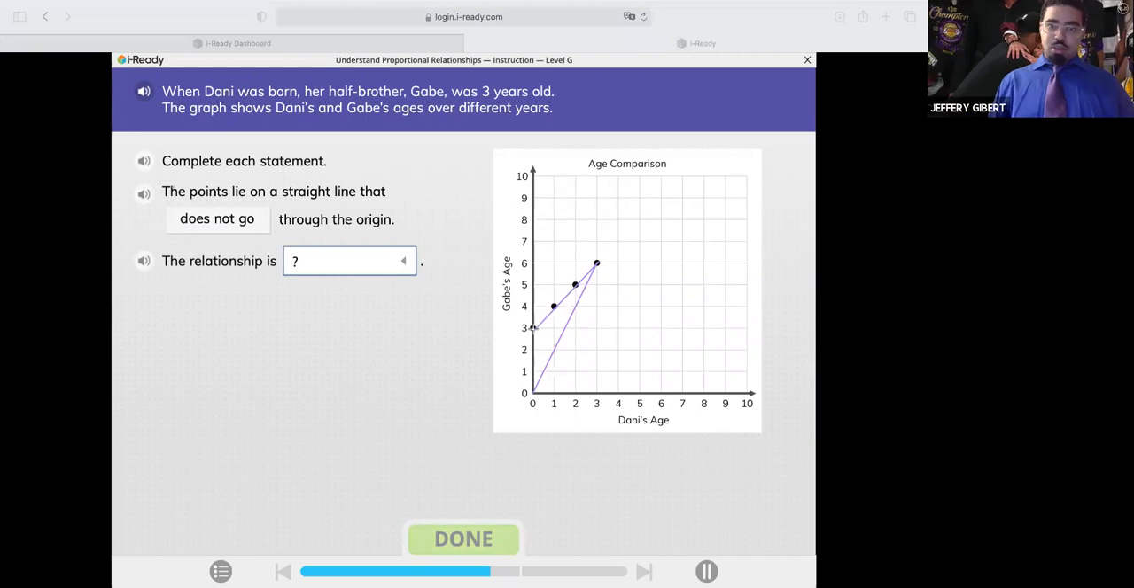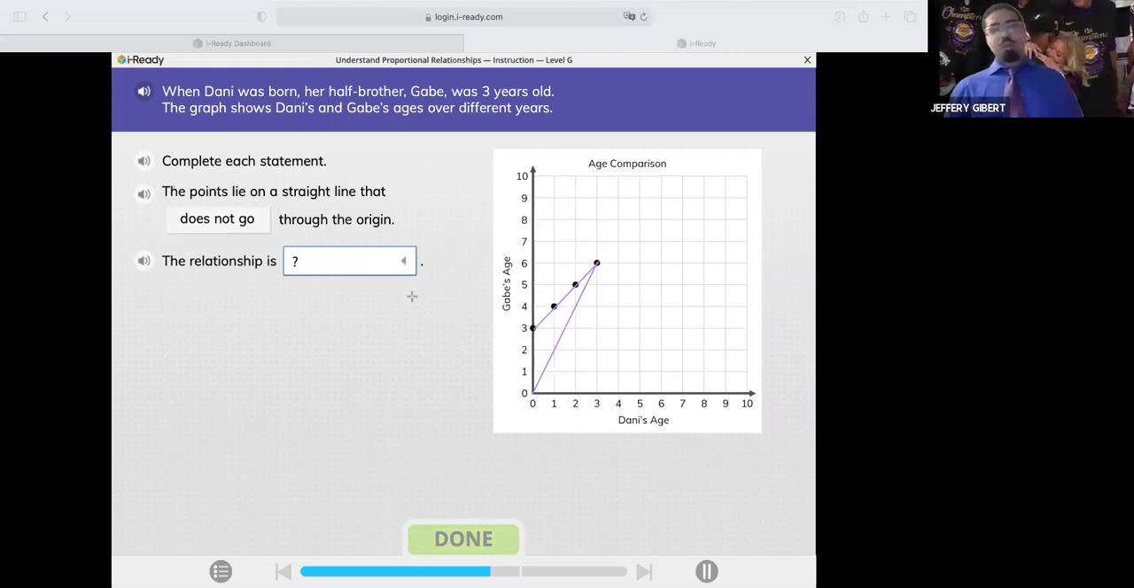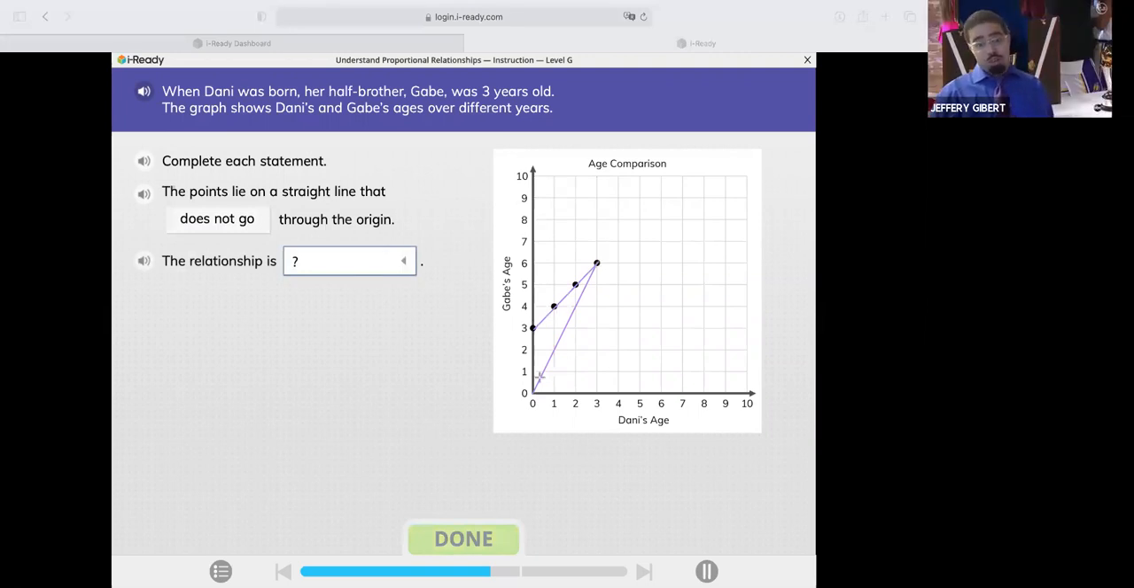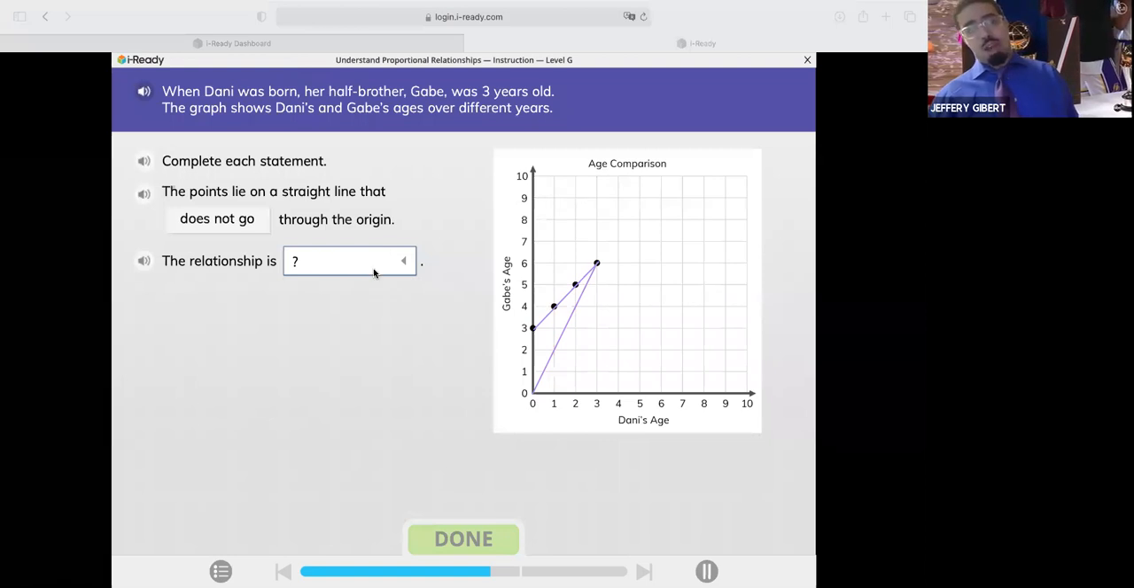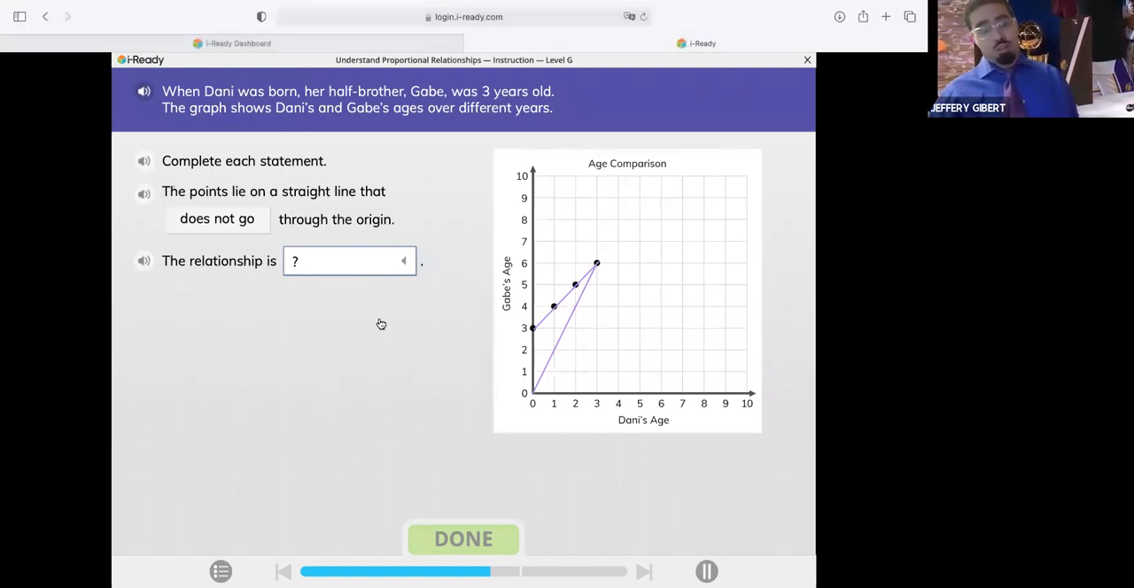It's proportional. Nope. Remember, proportional means it's got to be a straight line, which it is, but it has to also go through the origin. So if it doesn't go through the origin, it doesn't matter if it's a straight line. It's not proportional, because it's a straight line that doesn't go through the origin.